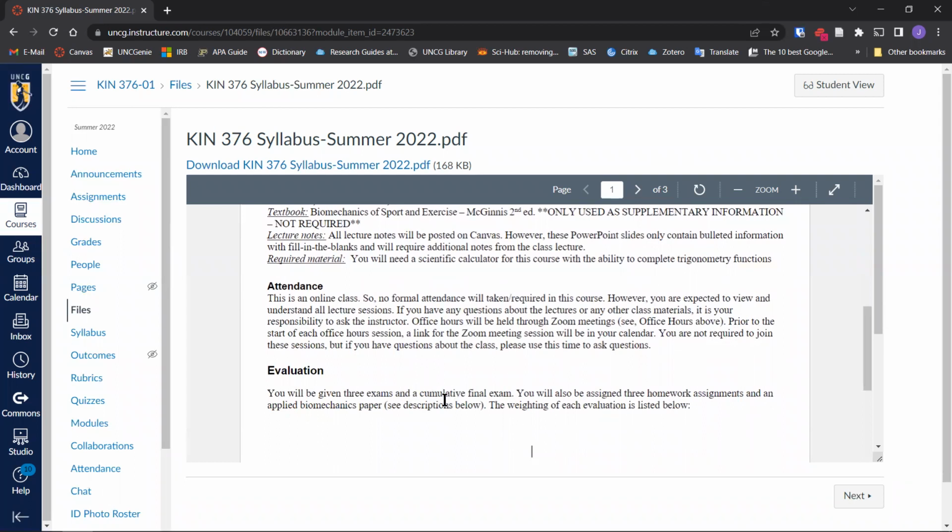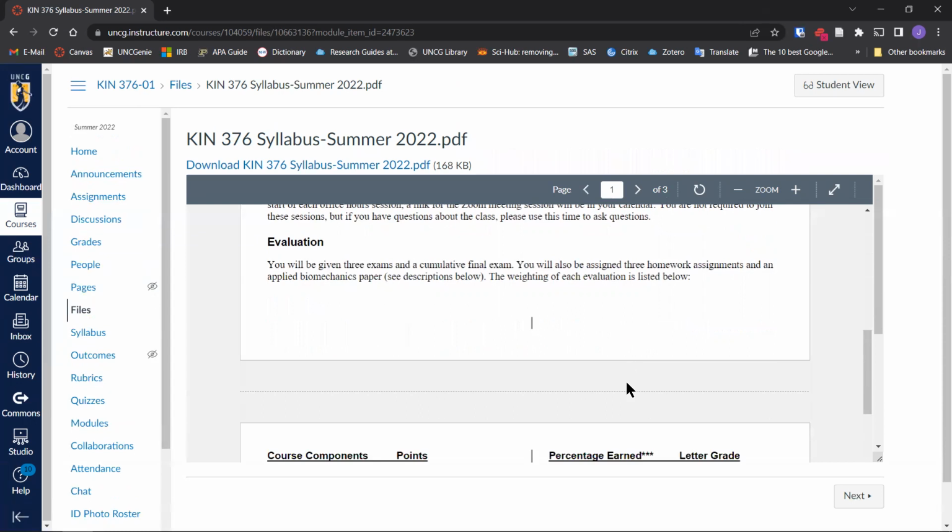There's a typo right here, and it will be fixed by the time you're looking at the actual schedule. There is no cumulative final exam. There are simply 3 exams, 5 assignments. So this needs to be updated. I apologize about that. And an applied biomechanics paper, which we'll talk about.